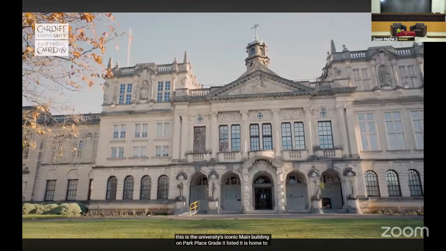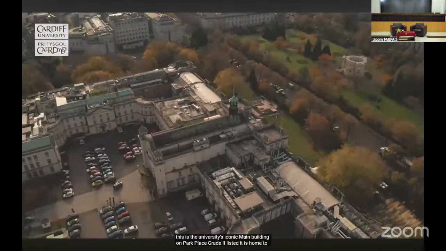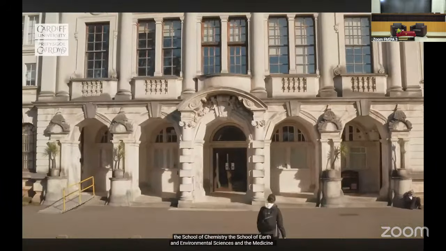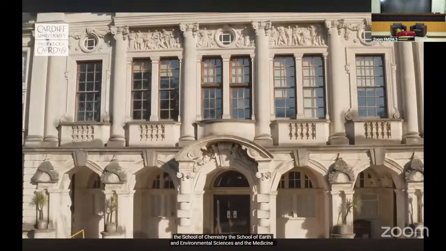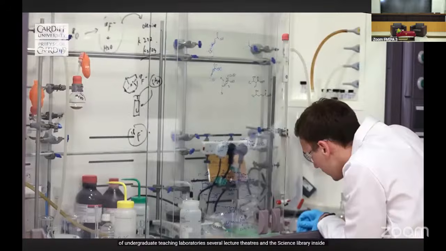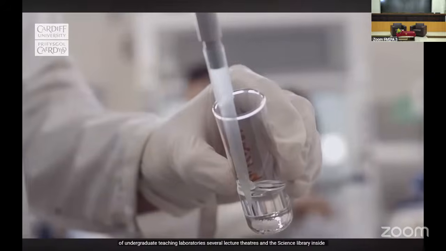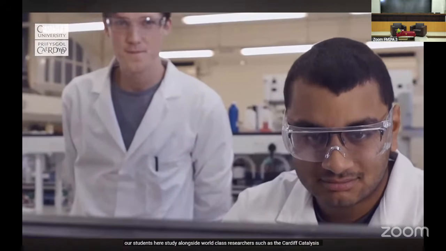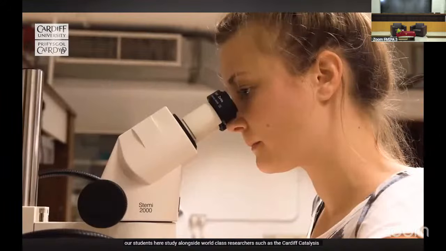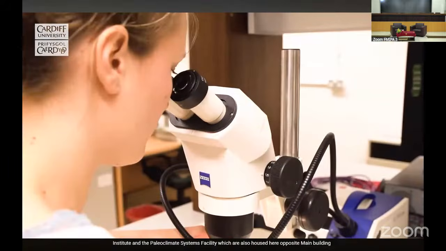This is the university's iconic main building on Park Place. Grade 2 listed, it is home to the School of Chemistry, the School of Earth and Environmental Sciences, and the Medicine Discovery Institute, which is part of the School of Biosciences. This stunning building has a number of undergraduate teaching laboratories, several lecture theatres, and the science library inside. Our students here study alongside world-class researchers, such as the Cardiff Catalysis Institute and the Paleoclimate Systems Facility, which are also housed here.